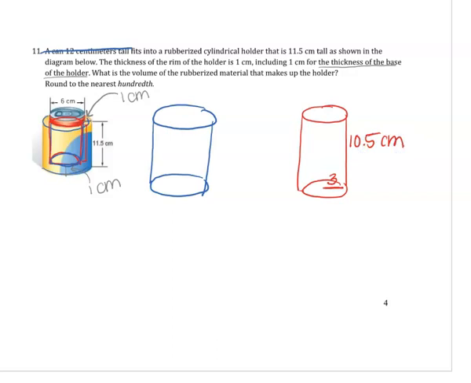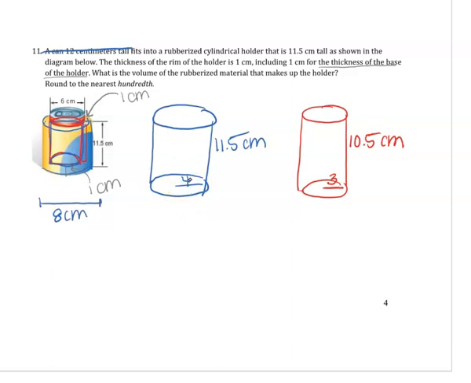Now let's look at the blue one. The blue, which is our big outside cylinder, has a height of 11.5 centimeters. But the diameter was 6 centimeters across here, and they added a centimeter on either side for the thickness. So 6 plus 1 plus 1 is 8 centimeters, which means the radius is 4 centimeters.